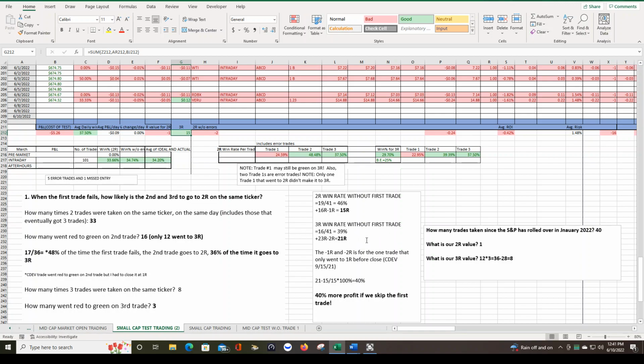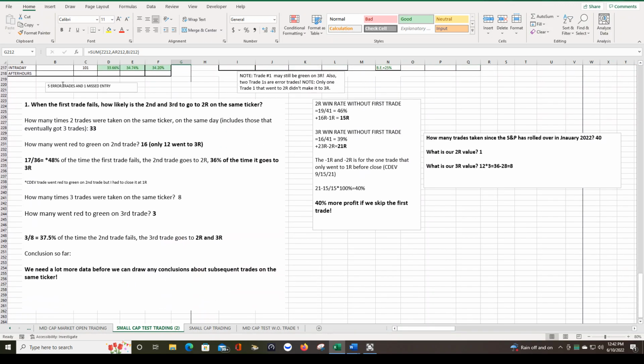We would be up 40% more profit if we held till 3R, or sorry, not only hold till 3R, but skip that first entry. So anyway, hopefully you guys are sticking with me here. I know this is a lot of information. There's a lot of stuff over here that you can read through, and if you have any questions, you can ask me, but these are just other ways that I was kind of analyzing this data.